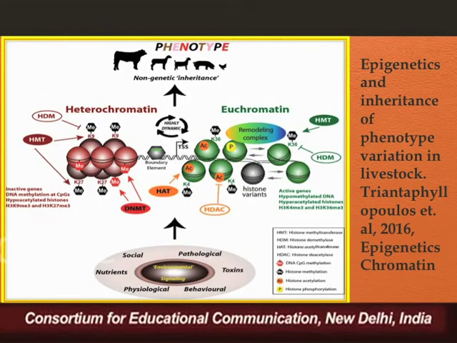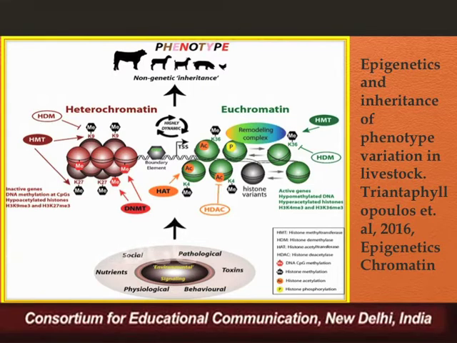Now this particular picture or slide beautifully sums up all the different factors which are responsible for expression of a phenotype given a specific genotype. We can see at the lower panel that environmental signaling, which involves pathological factors, nutrients, physiological, toxins and behavioral factors, can lead to alteration of a phenotype being produced by a specific genotype.